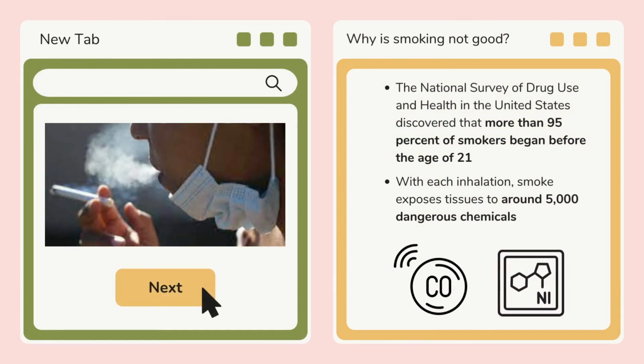The National Survey of Drug Use and Health in the United States discovered that more than 95% of smokers began before 21, and when you start at a relatively young age, the symptoms and illnesses become more severe. But exactly how does smoking affect us? With each inhalation, smoke exposes tissues to around 5,000 dangerous chemicals. Carbon monoxide, for example, can cause serious, almost irreparable harm to your health.